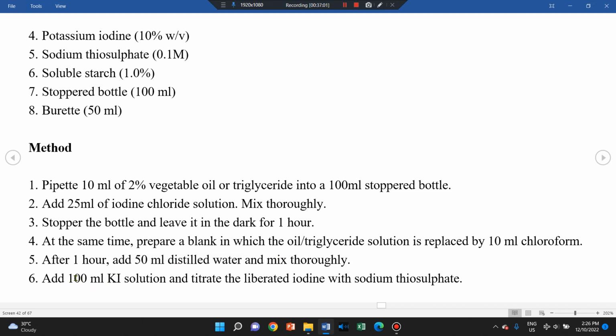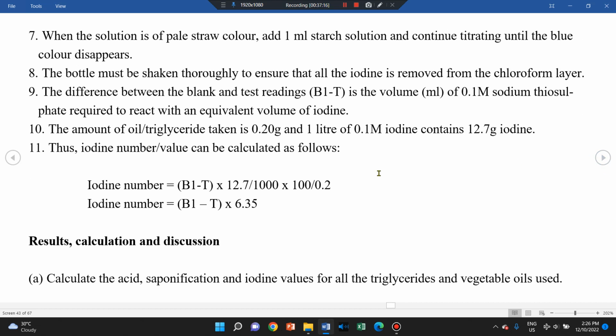You start by adding 100 ml of potassium iodide solution. There will be a reaction taking place. Most probably, the double bonds are replaced with iodine. And then, when the solution turns pale straw, I used to have the pale straw color shown here. Not sure why it went missing, but please Google what the pale straw color looks like.